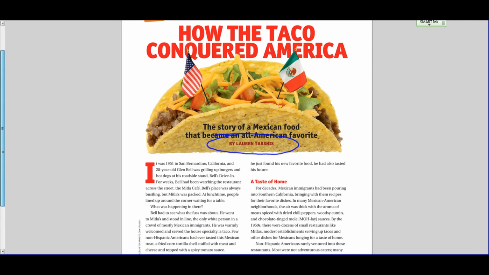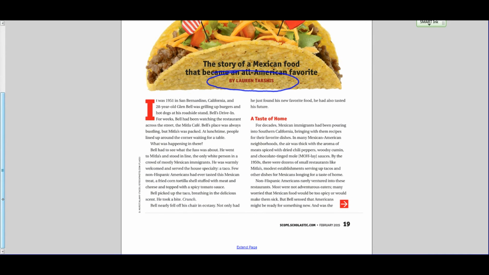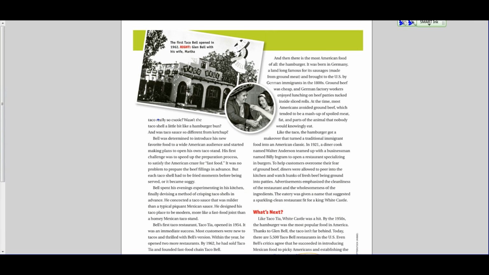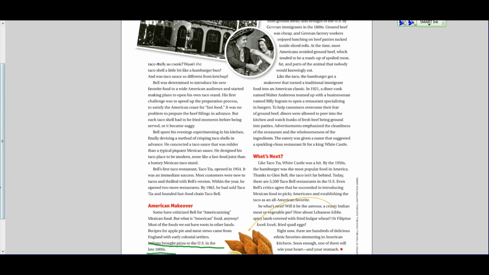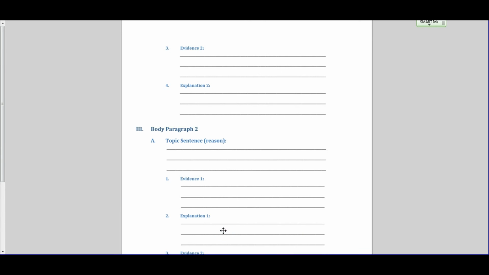And what I'm going to do, remember, if we paraphrase, we can just reword what the author's saying, so I can take all kinds of pieces of evidence. So I'm going to take this piece of evidence right here where it's talking about non-Hispanic Americans being scared to eat the taco because it's too spicy. And I'm also going to take this piece of evidence down here where it talks about how even Taco Bell's critics agree that tacos are an American favorite. Just like before, I'm going back to my outline, I'm going to cite this. In other words, I'm going to say that it came from Tarshis, so I'm going to put Tarshis.